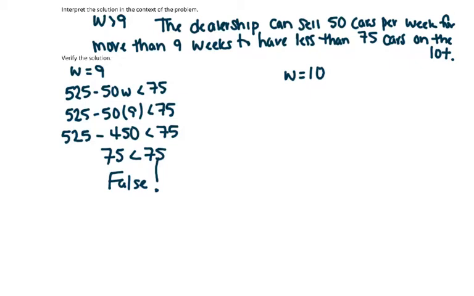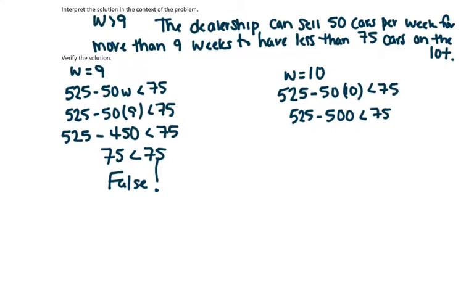So let's see what happens when we sell cars for 10 weeks. So now we have 525 minus 50 times 10. And what we're hoping is that this is less than 75. So when we carry this out, we get 525 minus 500 is less than 75. And so we end up with 25 is less than 75. And that is a true statement.